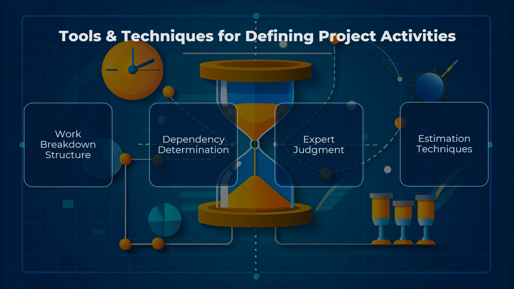In conclusion, using the right tools and techniques for defining project activities is crucial for detailed and effective project planning. The work breakdown structure helps in organizing project scope, dependency determination ensures a logical sequence of tasks, expert judgment provides valuable insights, and estimation techniques offer accurate predictions of time, resources, and costs. Together, these tools and techniques facilitate thorough planning and successful project execution.